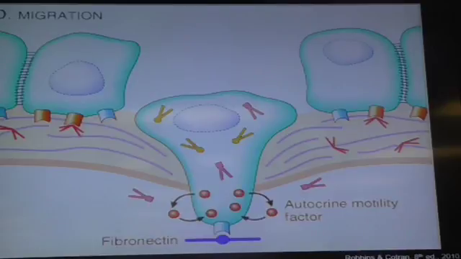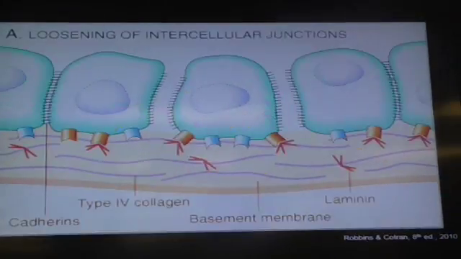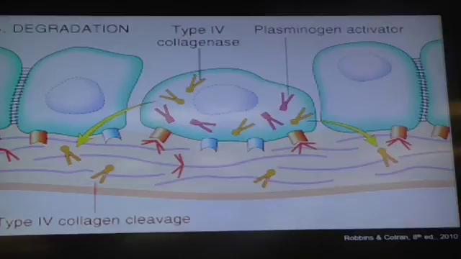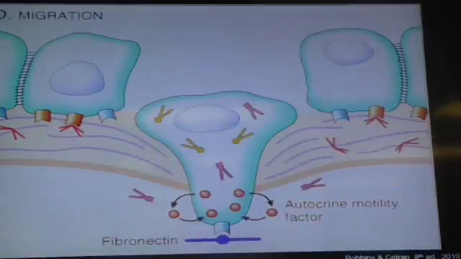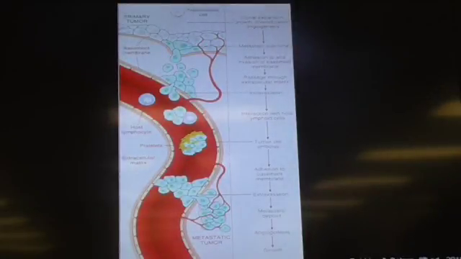Cancer. All right? So are we good on that? Dissociation, degradation, attachment, and migration. And that's it, I think.